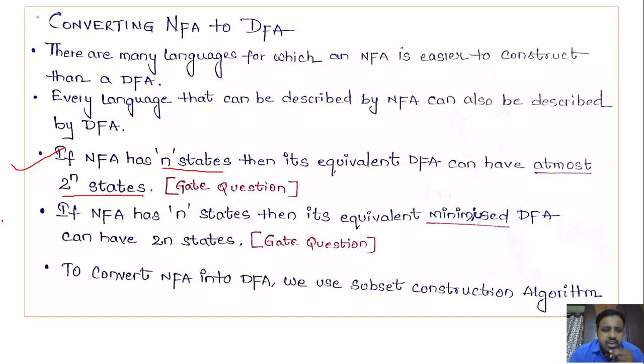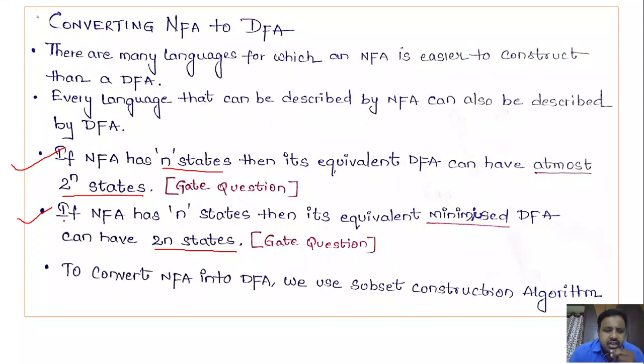Next, if an NFA has n states, then its equivalent minimized DFA can have at most 2n states. Whenever you convert an NFA into the DFA, the number of states will increase, right? So we can also minimize the number of states in a DFA by using a minimization algorithm that we will discuss in the next session.